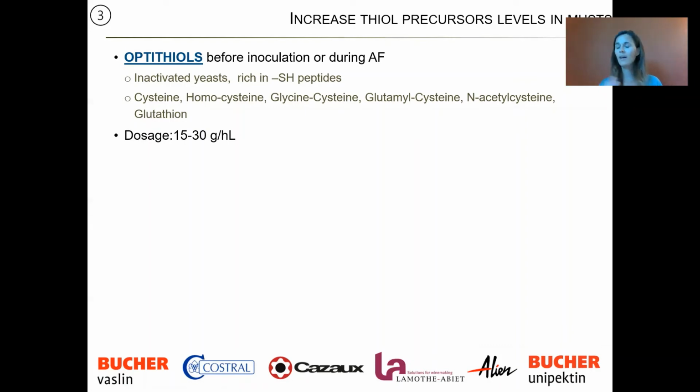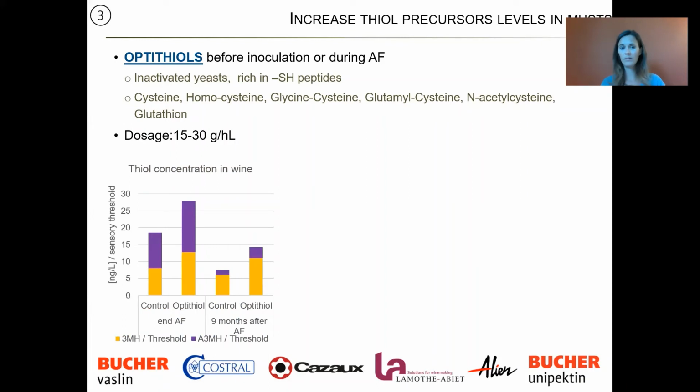It's a full process. I'm not going to go through it, but I'm happy to send you some information if you want. So Lamothe-Abiet developed yeast nutrients rich in sulfur peptides, really focusing on increasing the amount of thiolic precursors that we give to the yeast. So here we are really focusing on the cysteine derivative that the yeast can use for producing thiols.